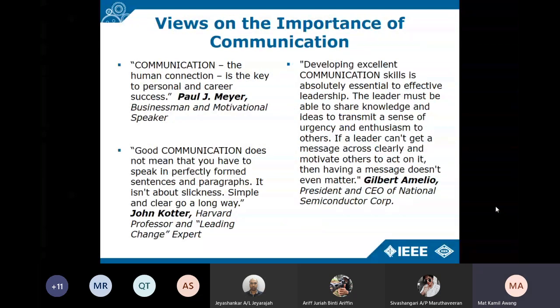Communication, essentially the human connection, is the key to personal and career success. Good communication does not mean that you have to speak in perfectly formed sentences and paragraphs. It isn't about slickness. It's actually about a simple and clear way of presenting. So simple and clear go a long way in presenting your ideas, in getting people to believe in you and to understand what you are trying to communicate.